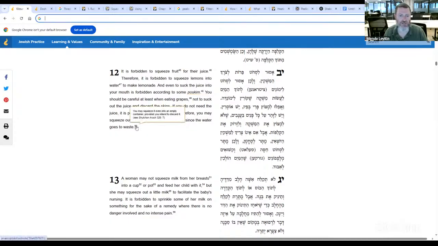So he says you may squeeze it even into an empty container. It doesn't have to go into a mix of something, provided you intend to discard it. It means to squeeze out the lettuce and the cucumbers. It has to be clear in your mind that this is going to be thrown down the sink, what have you. Okay, Aaron, yes, you wanted to ask.